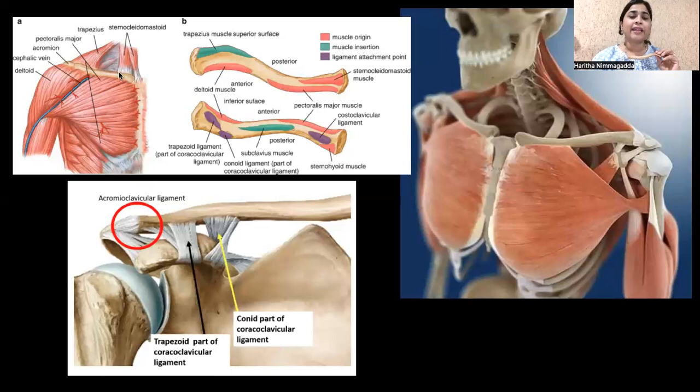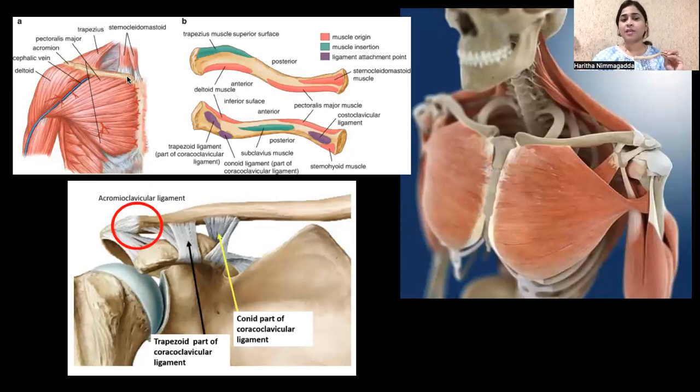So medial end posteriorly, means back side. You will see attachment of the neck muscles. Sternocleidomastoid muscle. Sterno means sternum. Cleido means clavicle. So you will see clavicular head of sternocleidomastoid. Mastoid is behind your ear. Mastoid process. So this muscle is attached here at the medial end of the clavicle on the posterior surface.